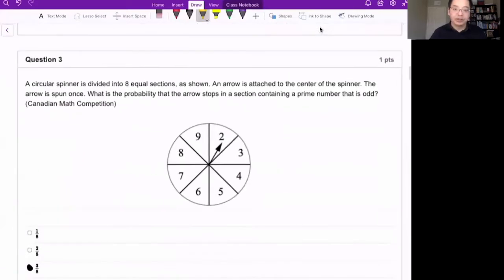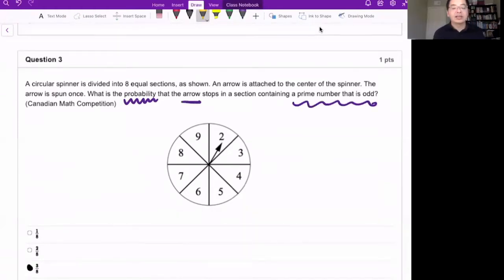Problem number 3. This is a problem about probability. Here we have this circular spinner. It's divided into 8 sections with equal areas. That means this arrow has an equal chance to be on any of these 8 sections. So what's the question? The question is, what's the probability that the arrow stops in a section that contains a prime number that's odd?